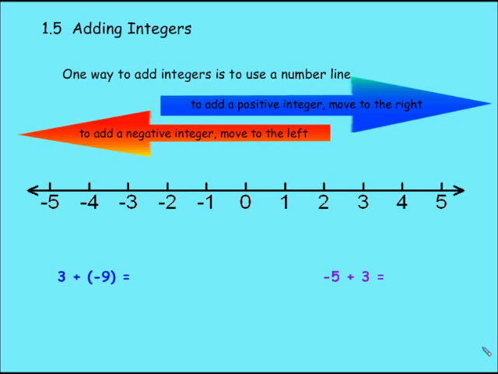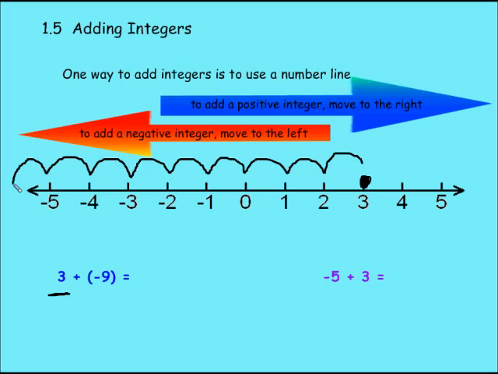If we start with our first number, 3, I'm at my 3, and I'm going to add a negative 9. I'm adding a negative, so I'm going to go to my left. We would go 1, 2, 3, 4, 5, 6, 7, 8, 9. So 3 plus a negative 9 is negative 6.